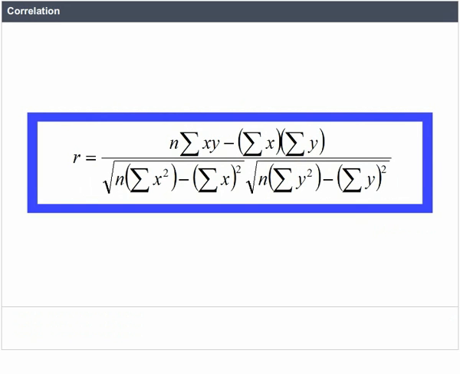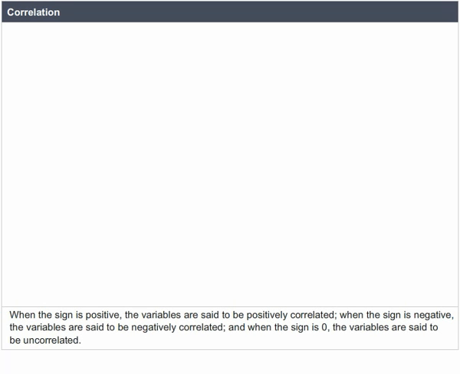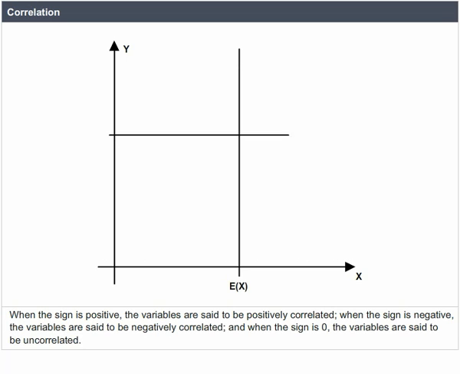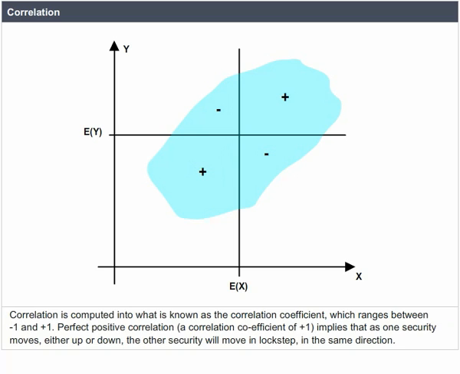Correlation. When the sign is positive, the variables are said to be positively correlated. When the sign is negative, the variables are said to be negatively correlated, and when the sign is 0, the variables are said to be uncorrelated. Correlation is computed into what is known as the correlation coefficient, which ranges between -1 and +1.